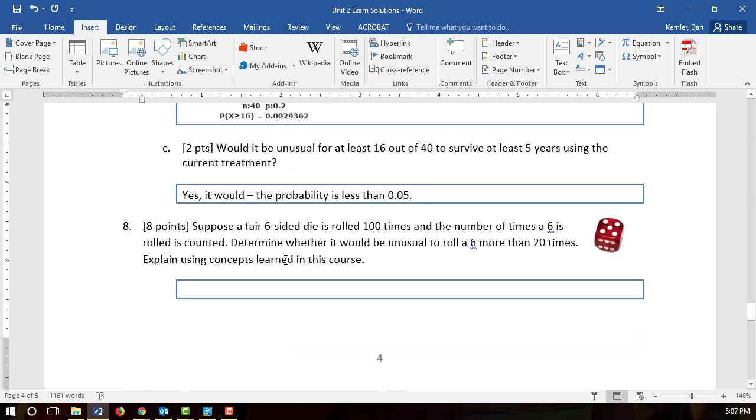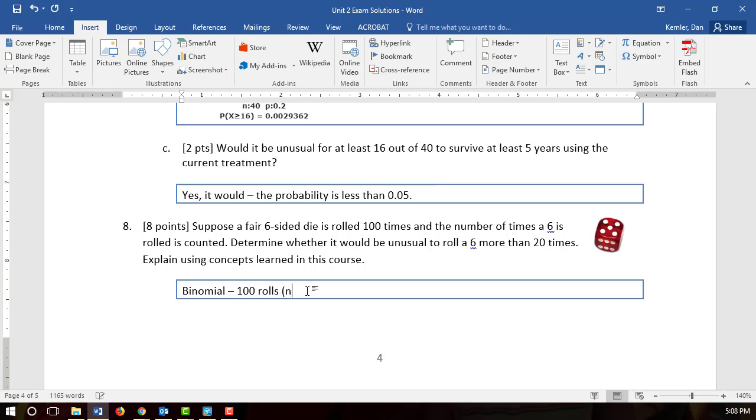All right, next question. Suppose a fair 6-sided die is rolled 100 times and the number of times a 6 is rolled is counted. Determine whether it would be unusual. So again, we need to find a probability compared to 0.05. To roll a 6 more than 20 times out of the 100. Well, this is a binomial.